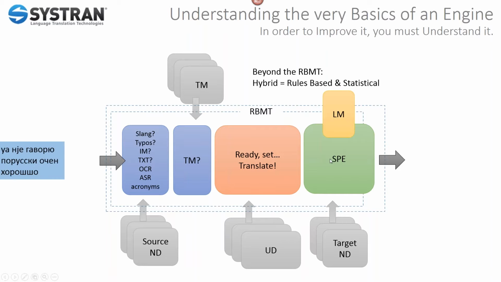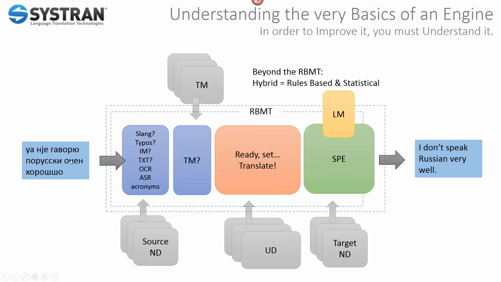So as you send something in, even if it's slightly flawed, this one supposed to be Russian, which means I don't speak Russian very well, and I also don't spell it really well because I have some typos here, right? But nonetheless, we can have it translated because of the corrections we do at the beginning, because we have an engine that understands how to translate.